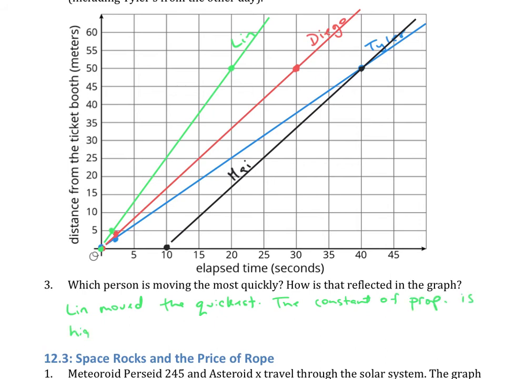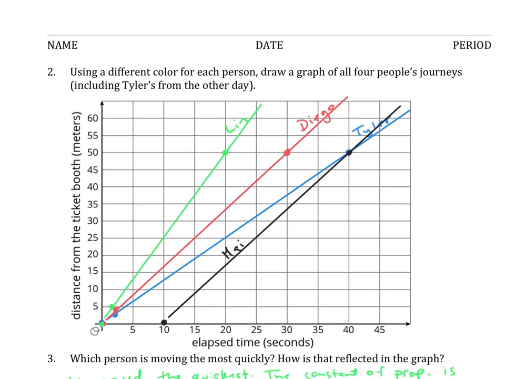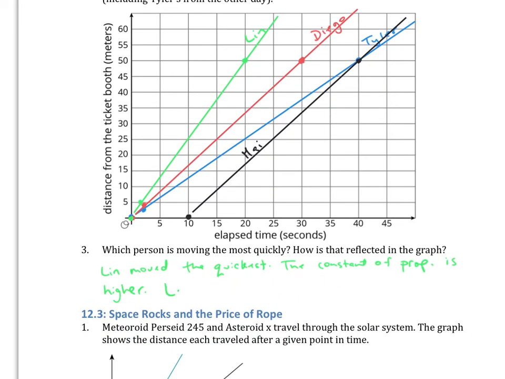And let's also take a look at the overall graph. Notice Lynn's graph is much steeper than Diego's and Tyler's. So anytime you see a steeper graph, that means that the constant of proportionality is going to be bigger. So in this case, since we're talking about speed, Lynn is going to be moving at the quickest pace.